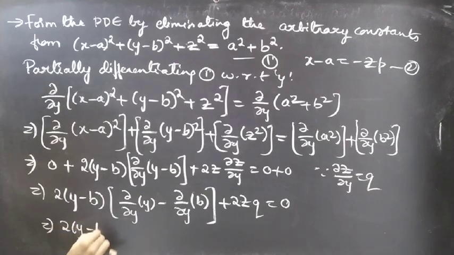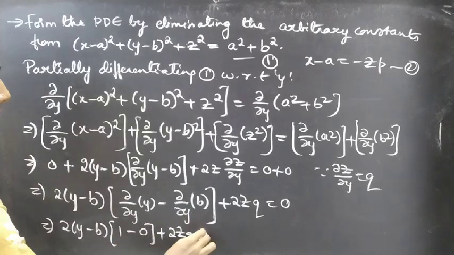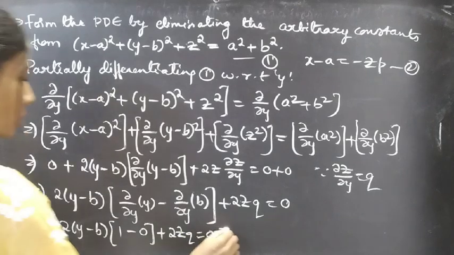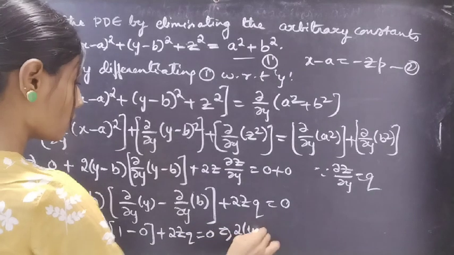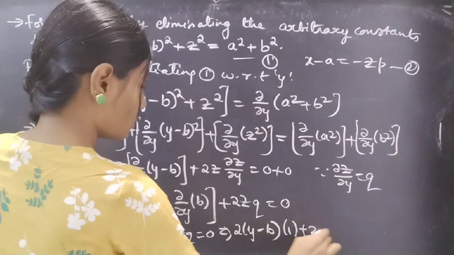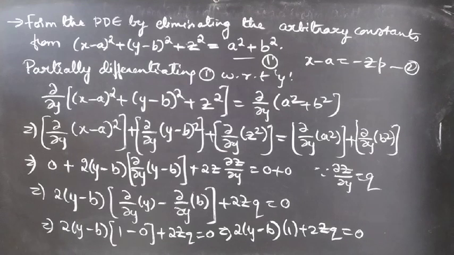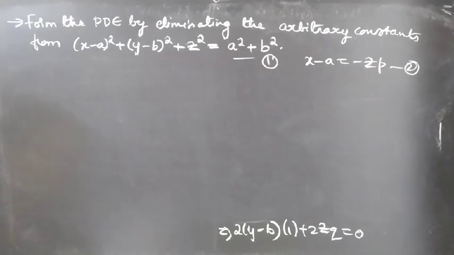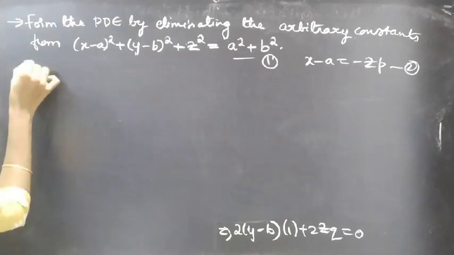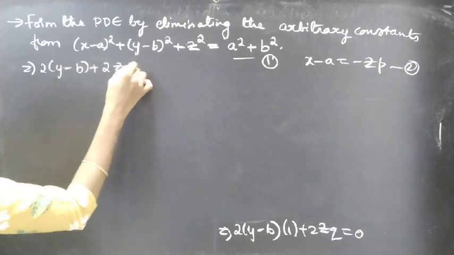equal to 2 times (y minus b) into the partial derivative of y with respect to y, which is 1, minus the partial derivative of a constant with respect to y, which is 0, plus 2zq equal to 0, right? Which gives us 2 times (y minus b) into 1 plus 2zq equal to 0. This gives us 2(y minus b) plus 2zq equal to 0.